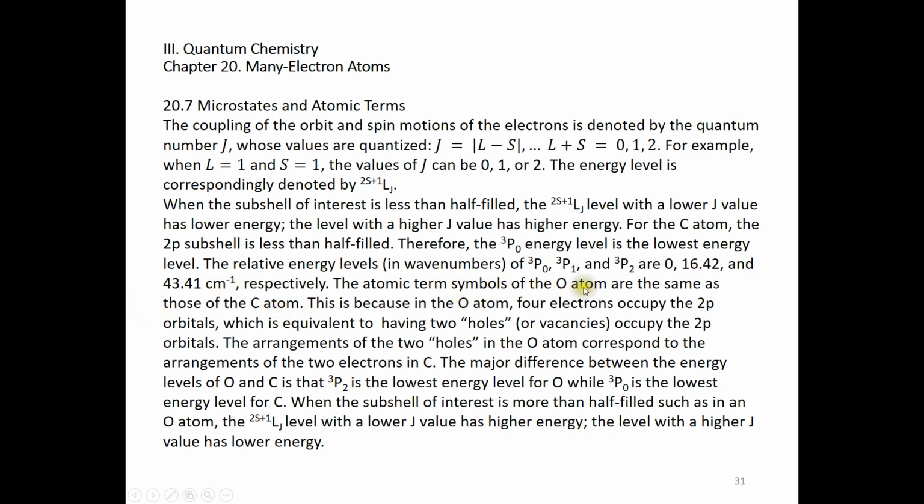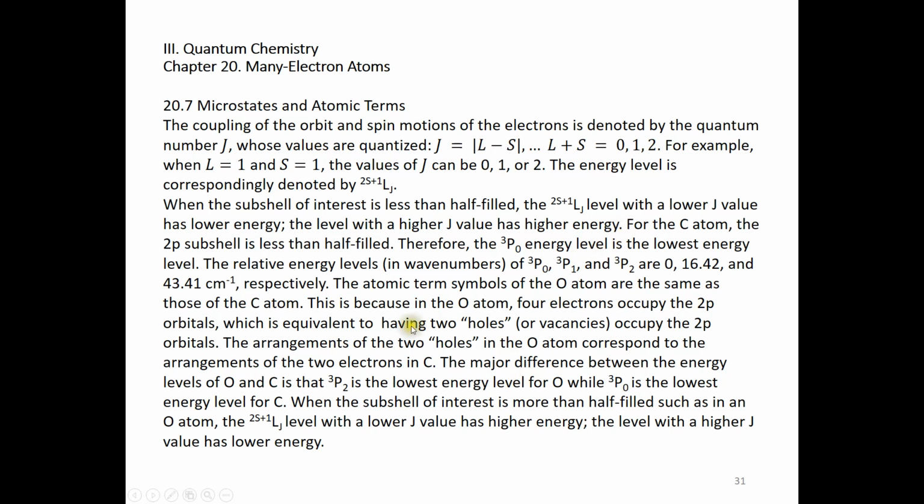Now let's look at oxygen. The atomic terms of the oxygen atom are the same as those of the carbon atom, because in the oxygen atom we have 4 electrons occupying the 3 2p orbitals, which is equivalent to having 2 holes or 2 vacancies occupying the 2p orbitals. And the arrangements of 2 holes correspond to the arrangements of 2 electrons. So for oxygen, we also have the 3 atomic terms. The lowest energy atomic term is 3P, followed by 1D and 1S.